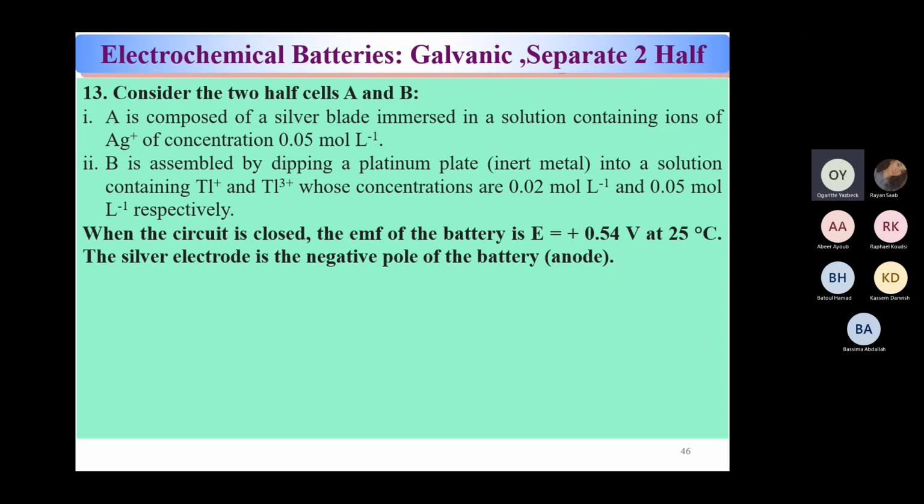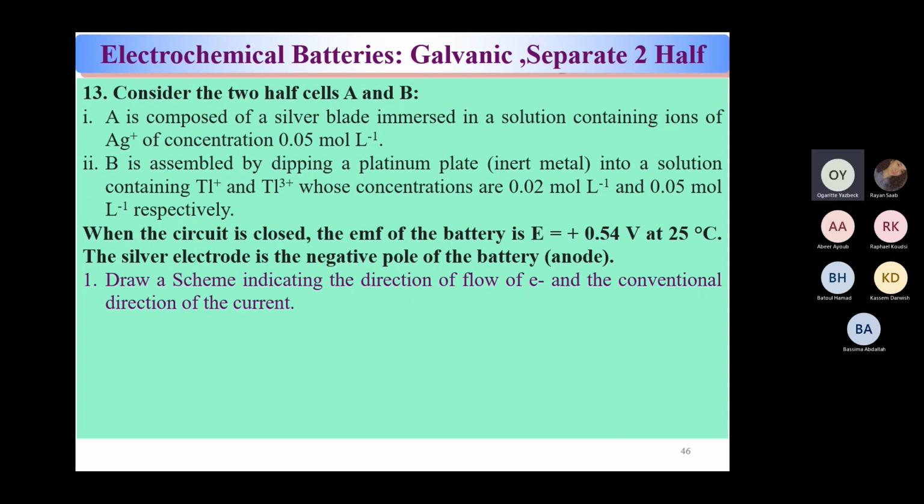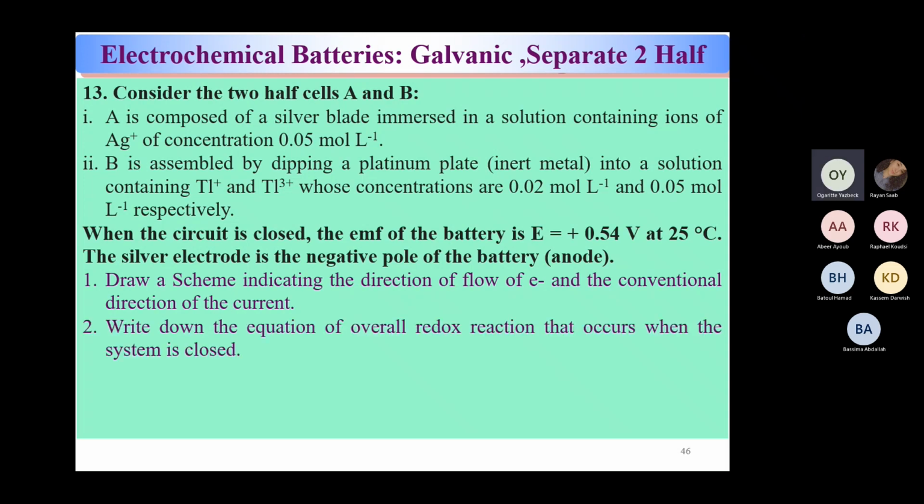When the circuit is closed, the EMF of the battery is given, and the silver electrode is the negative pole of the battery. Draw the scheme and write down the equation of the overall reaction. They gave you the E naughts, but they didn't give me the E naught of tellurium. They're asking for the E naught of tellurium, but they gave me the E naught of Ag.